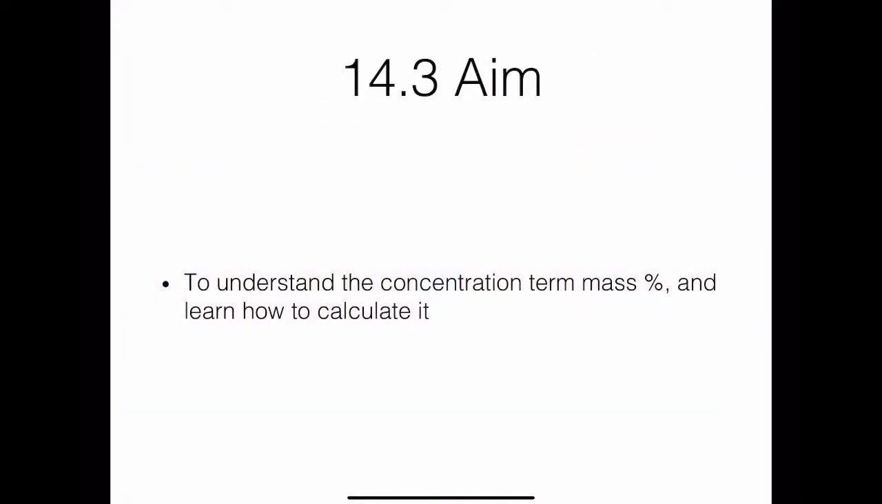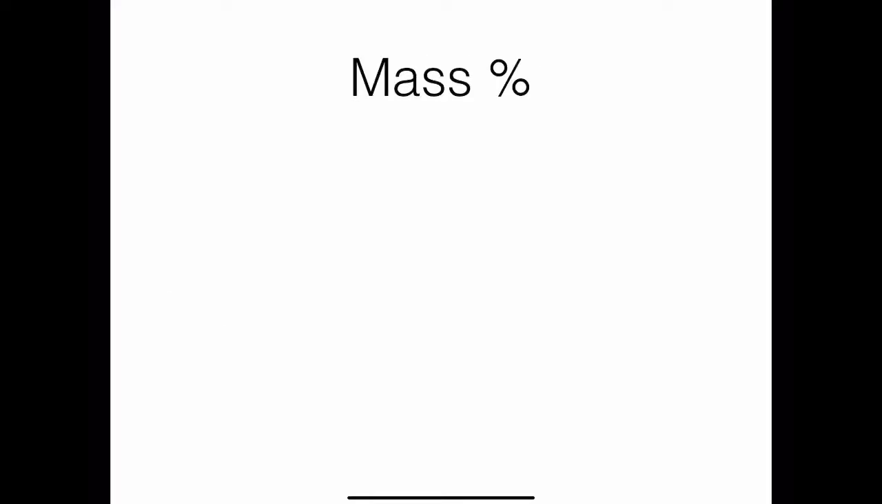In section 14.3, we're going to look into the more quantitative aspect of concentration. So our aim for this section is to understand the concentration term mass percent and to learn how to calculate it. Now, we've seen this a little bit before when we've looked at things like percent composition. It's the same concept. So remember, anytime we're looking at a percent, we're always looking at the part over the whole. And here we're talking about a solution.